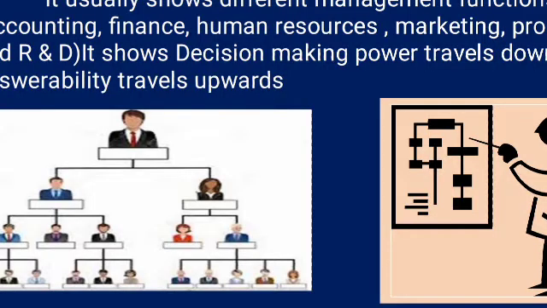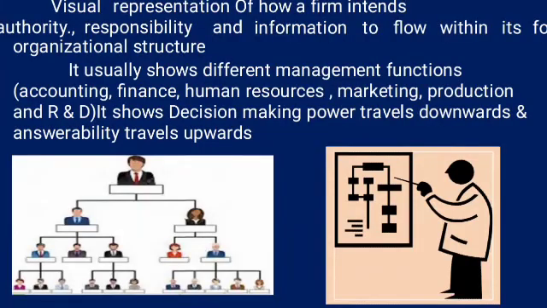When you see this chart, it visually shows the functions of each department and also the flow of authorization. The sales representative has to get permission from the sales executives and managers, and the sales executives have to get approval for any product sales from their managers, and similarly the flow goes like that. It also shows that decision making power travels downward and answerability travels upward.